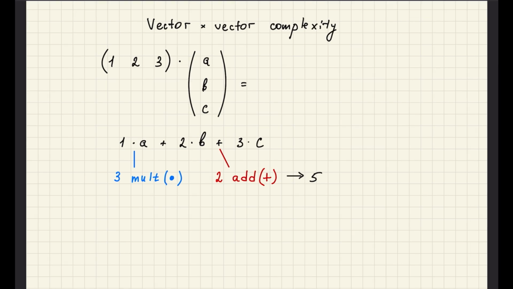We begin with very simple vectors. The first vector, which is a row vector, has elements 1, 2, and 3. The second vector, which is a column vector, has elements A, B, and C. To compute a scalar product, a dot product, we take element-wise multiplication: the first element with the first element, plus the second element with the second element, plus the third element with the third element. So altogether there are 3 multiplications and 2 additions. So in total there are 5 arithmetic operations.